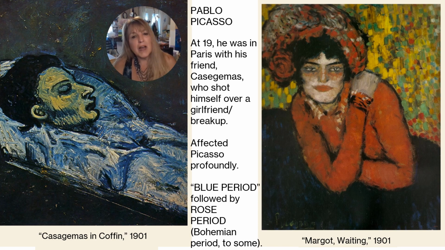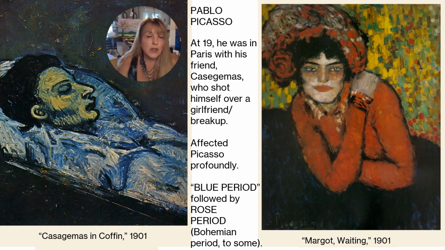And then this is Pablo Picasso. At 19, he was in Paris with his friend Casagemas. Casagemas shot himself over a breakup with a girlfriend. And it affected Picasso profoundly.